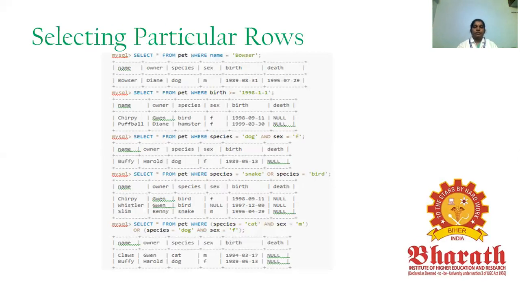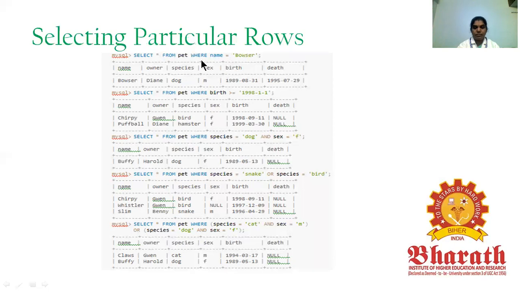Selecting particular rows. In the previous example we used star to select all the columns and all the records. Suppose out of 10 records I need only 2, how can we access them? See the first example: select star from pet where name is equal to browser. Star indicates all the columns. How many columns are in the pet table? 6 columns, 6 attributes. So I need all 6 columns from the table pet where name is equal to browser.